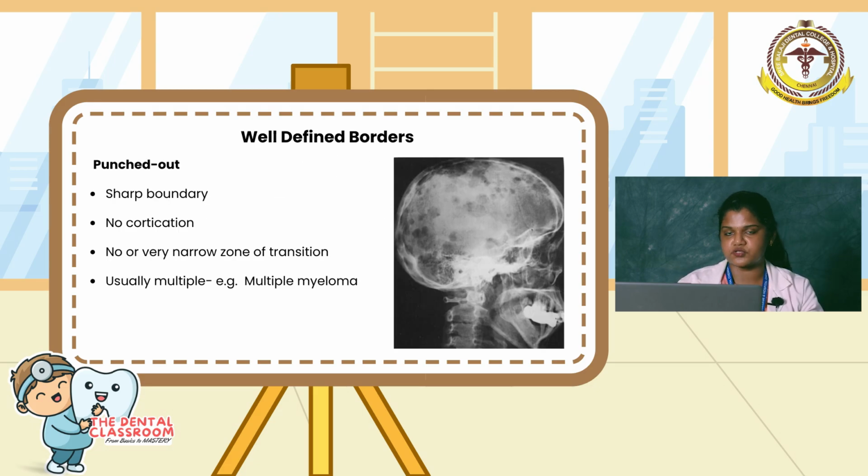So we have two types of borders, that is well-defined borders and ill-defined borders. Well-defined borders can again be classified into punched out, corticated, sclerotic, and may have a soft tissue capsule. So the punched out lesions have a sharp boundary, there is no corticaction, no or very narrow zone of transition, for example, multiple myeloma. In the corresponding picture, you can see the small punched out radiolucencies on the skull radiograph, and this is a case of multiple myeloma.